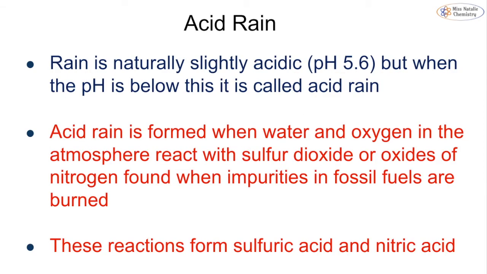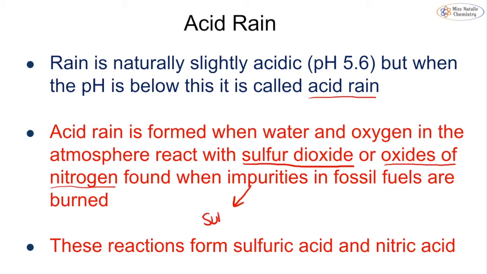Now, acid rain is a side effect of burning these hydrocarbons. Rain is naturally slightly acidic, at around 5.6 pH, but when the pH falls below this, we call it acid rain. Acid rain is formed when water and oxygen in the atmosphere react with sulfur to make sulfur dioxide, or nitrogen to make nitrogen dioxide, and these impurities are found in the fossil fuels.